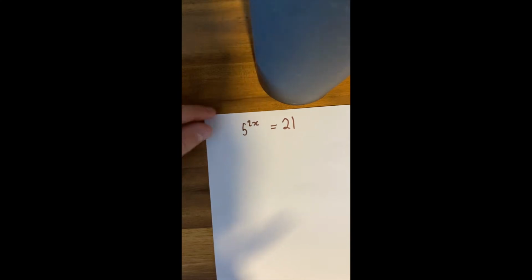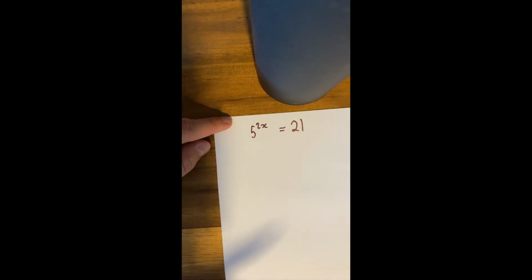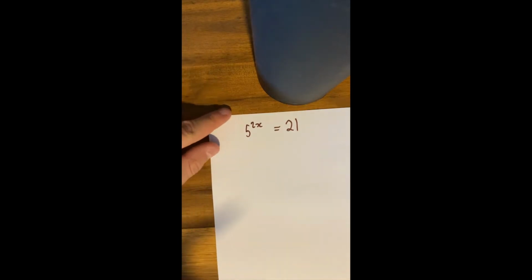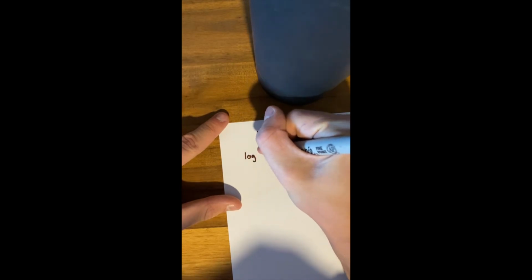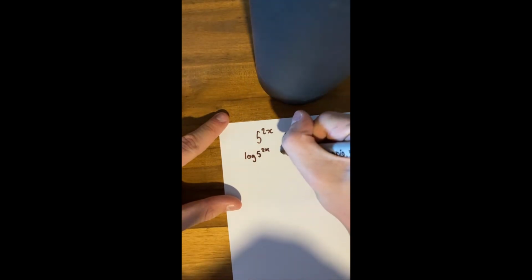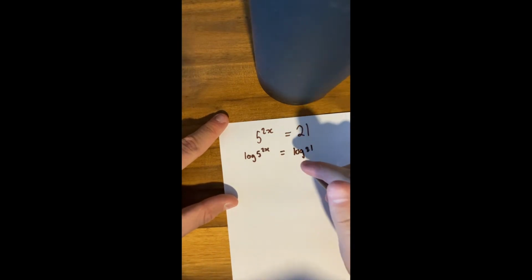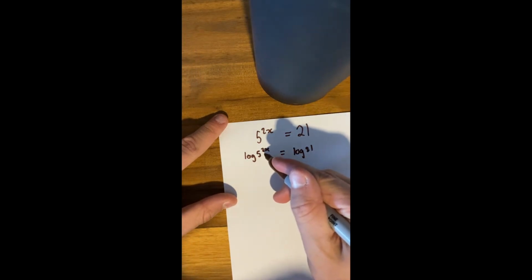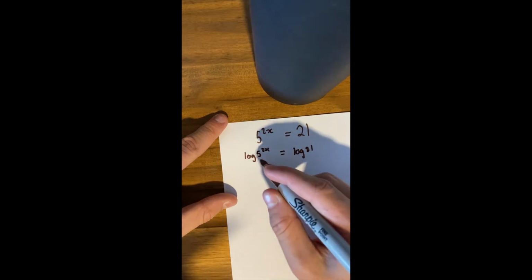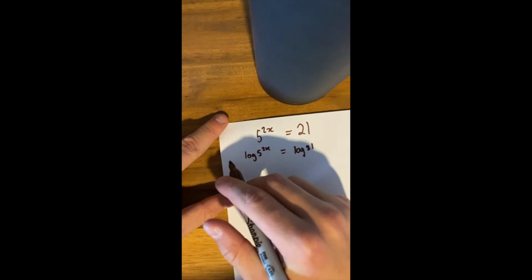So let's have a look at another example. 5 to the 2x equals 21. Essentially it's the same thing as the one before, and it's the same idea. So what we're going to do is take the log of both sides. So the log of 5 to the 2x equals log of 21. And again, these are both base 10. So as you can see, we have the 2x out the front here, the 5 to the power of 2x. And with the powers, we bring it out the front.